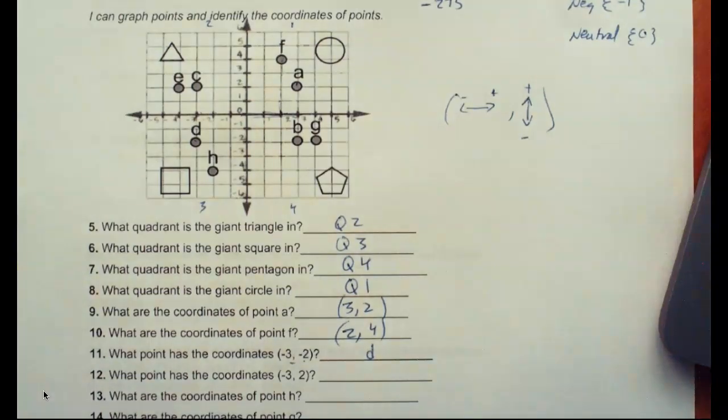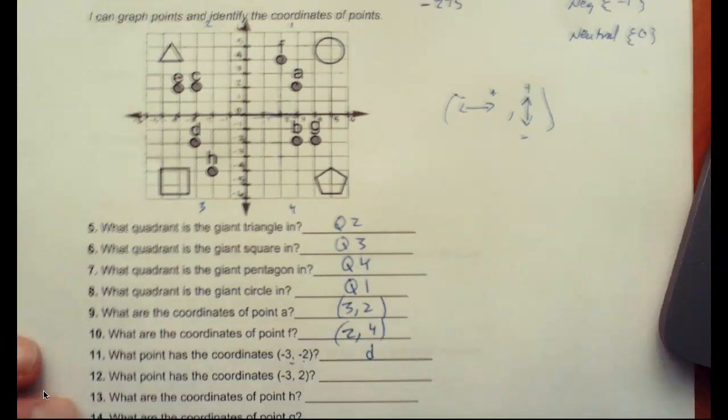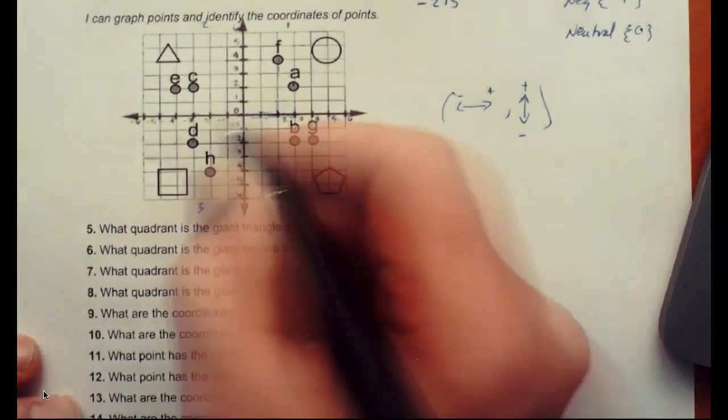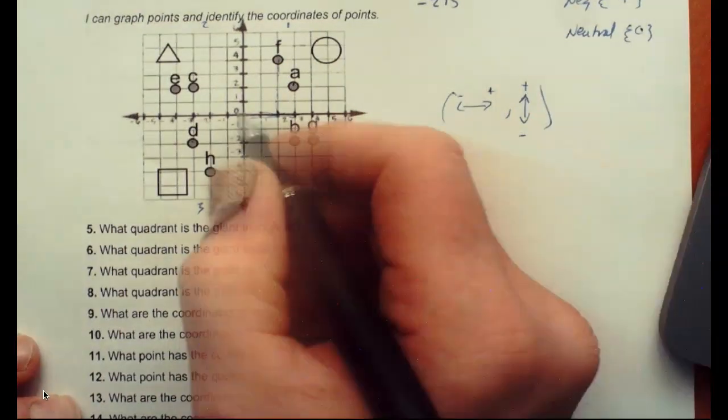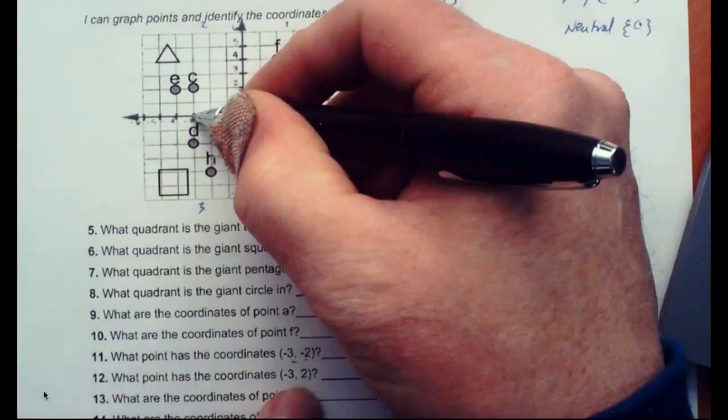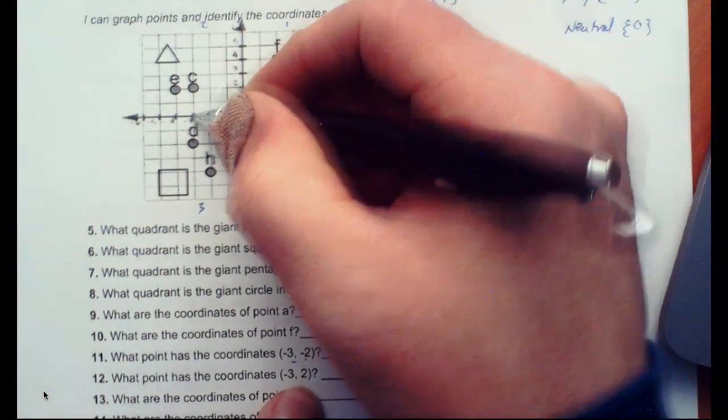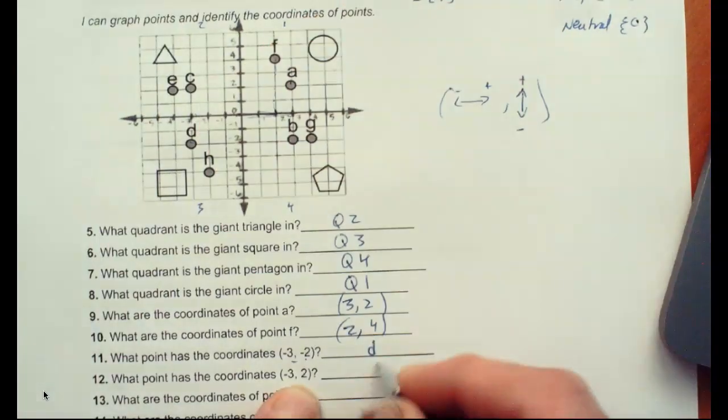All right. What point has the coordinates negative 3, 2? In that case, we're going to go over negative 3. And because this is a positive 2 down here, we're going to go up. And that's going to be point C.